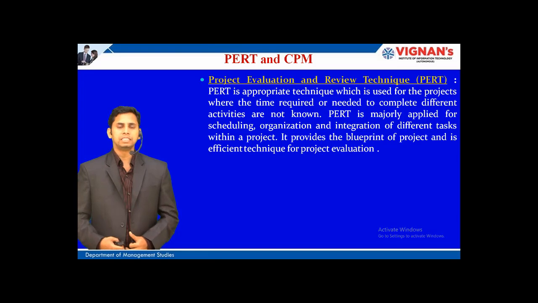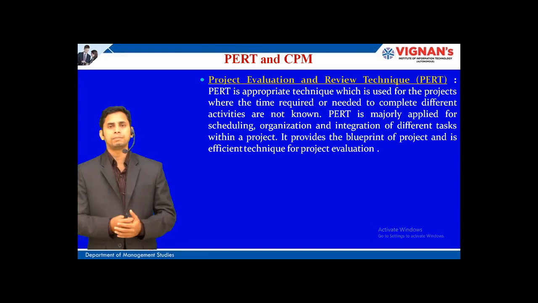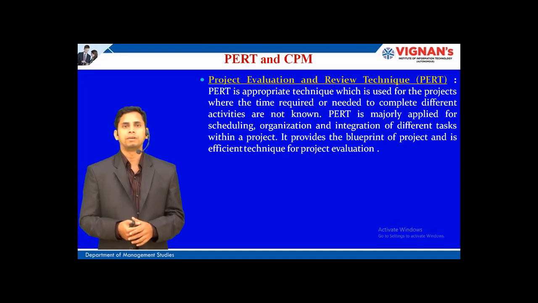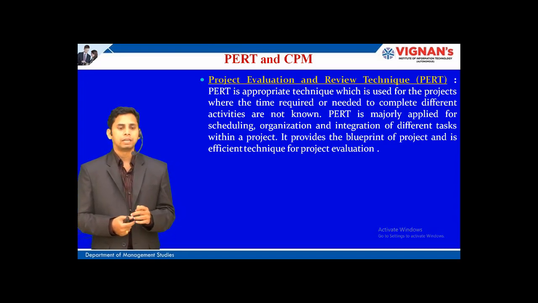Now let's see the difference between PERT and CPM. PERT and CPM are techniques through which project management can be done. PERT is nothing but the Project Evaluation and Review Technique. PERT is an appropriate technique for projects where the time required to complete different activities is not known. So when the time needed for the different activities is not known, PERT can be applied.